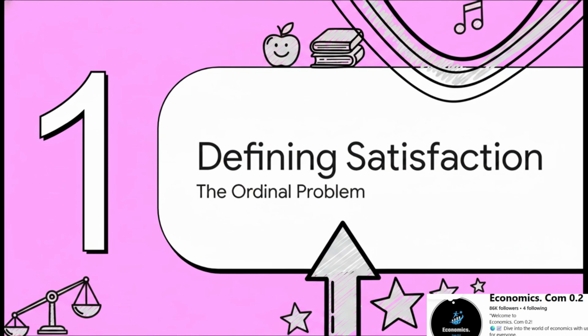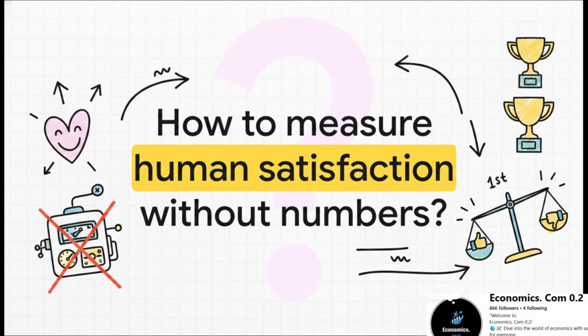All right, Section 1, Defining Satisfaction and the Ordinal Problem. So here's a really tricky problem economists face. How do you actually measure happiness? You can't just hook someone up to a machine and say, yes, you are currently experiencing exactly 20 units of joy. That doesn't work. In economics, we say utility, which is just our fancy word for satisfaction, cannot be measured in absolute cardinal numbers like 1, 2, or 3. Instead, it's ordinal. This means we measure it simply by ranking preferences, first, second, third. We don't need a numeric score, we just need to know what you prefer over something else.